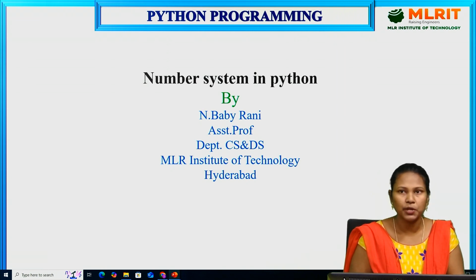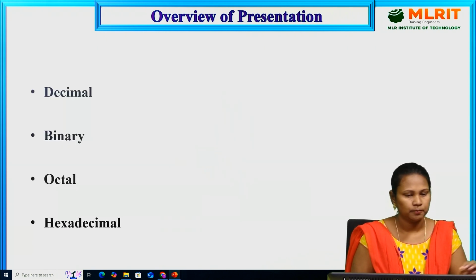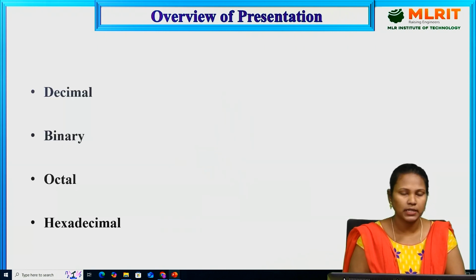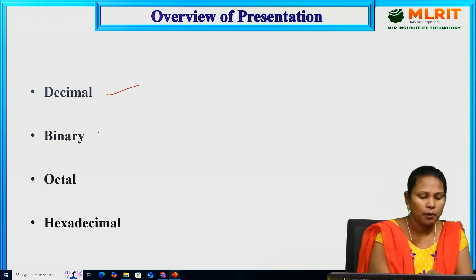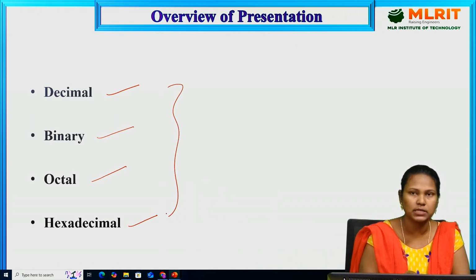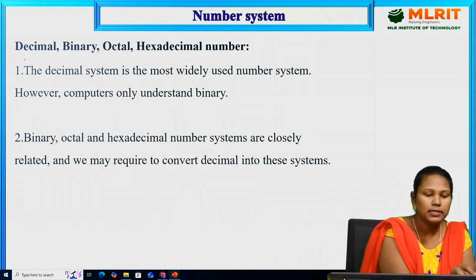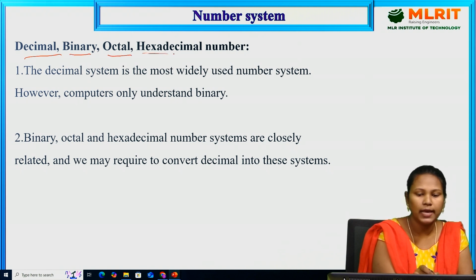In today's session, we are going to discuss the number system in Python. The overview of the presentation is decimal, binary, octal, and hexadecimal. Here, we will see how we represent all these number systems in Python.